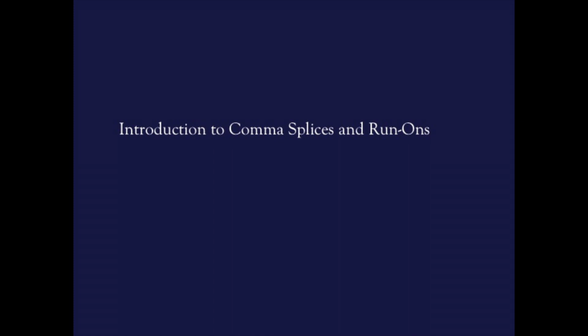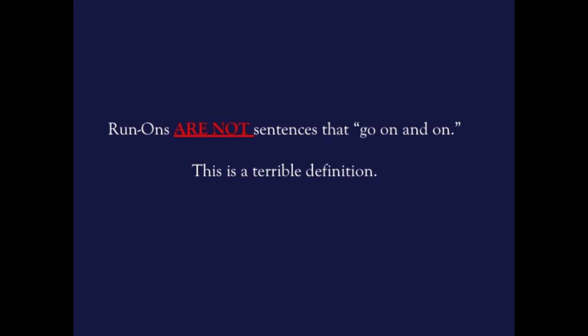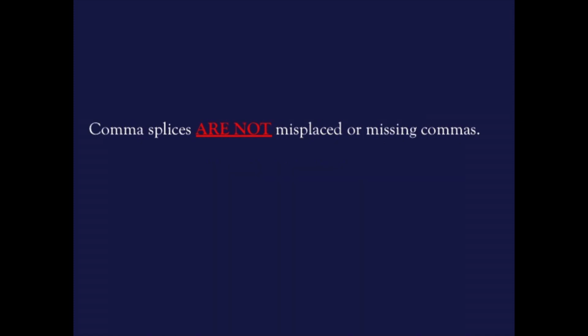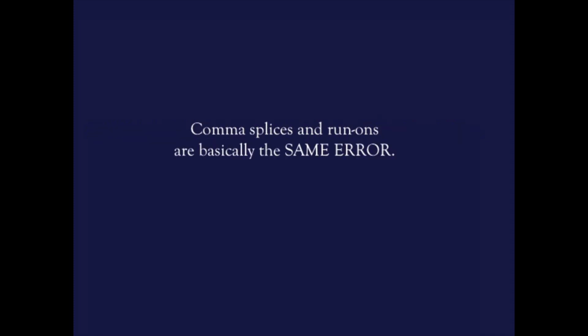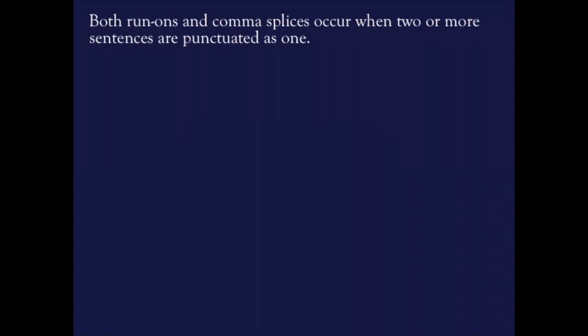I'm not sure if any grammatical terms get misdefined more often than comma splices and run-ons. I've heard run-ons defined as sentences that go on, which is a terrible definition because people end up thinking of run-ons as really long sentences, which is not accurate at all. I know many students think of comma splices as misplaced commas or missing commas, which is also inaccurate. Run-ons and comma splices are basically the same error. Both occur when two or more sentences are punctuated as one.